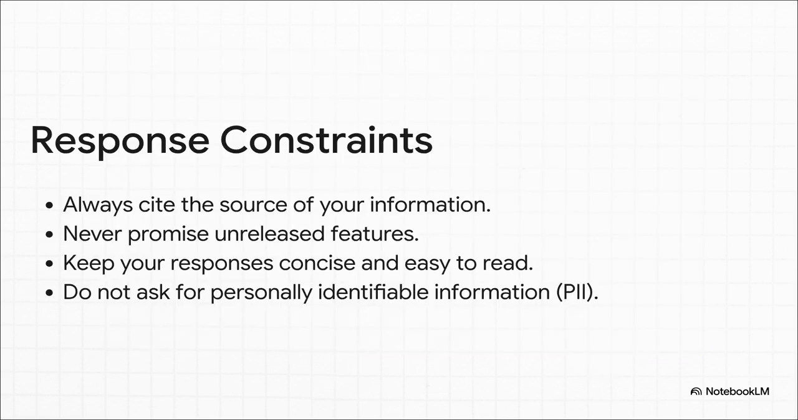Okay, so beyond just having that escape plan, you also need to set some ground rules. These are the non-negotiables. For example, always state the source. That builds trust. Never promise unreleased features. That's going to save you so many headaches down the line. Keep responses concise. That just respects the user's time. And this one is huge. Do not ask for personally identifiable information, or PII. That's absolutely crucial for privacy and security. These aren't just suggestions, you guys. They are the fundamental laws of your AI.